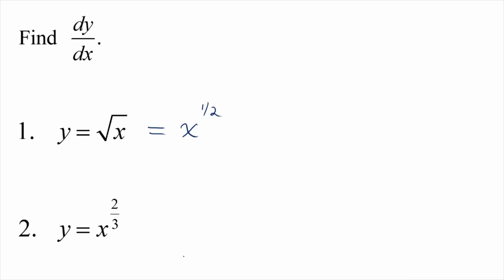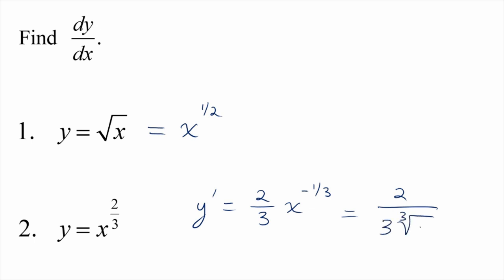Our second problem, we have y equals x to the 2/3 power. So y prime would equal 2/3 times x to the 2/3 minus 1. 2/3 minus 3/3 would be negative 1/3. And then rewriting this in radical form, we could write our final answer as 2 over 3 times the cube root of x.